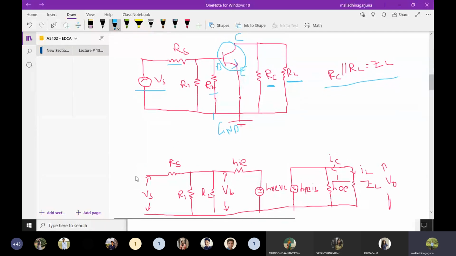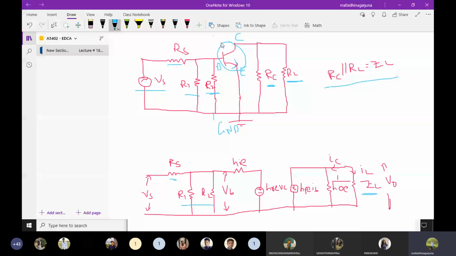Okay, so VS, RS and RS. R1 parallel to R2. So yes, R1 parallel to R2 here, no change. And the output is RC and RL. In the place of RC and RL, I just substituted ZL, so ZL is nothing but RC and RL in parallel.